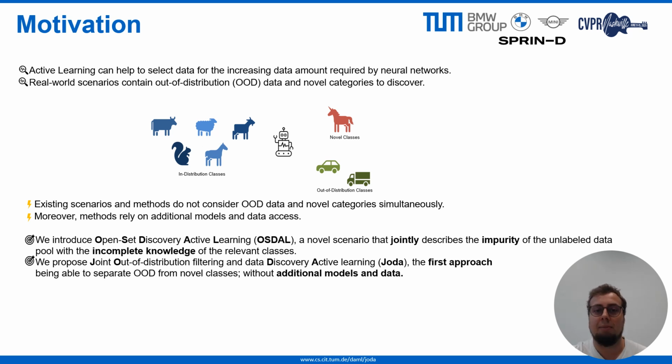To address this gap, we introduce Open Set Discovery Active Learning, or OSDAL, a novel scenario that jointly describes the impurity of the unlabeled data pool containing OOD data with the incomplete knowledge of relevant classes reflecting discoverable novel categories. To solve this more realistic scenario, we propose joint out-of-distribution filtering and data discovery active learning, the first approach being able to separate OOD from novel classes without additional model and data usage.